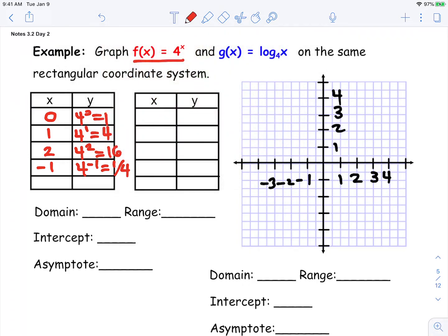So the first ordered pair is over 0, up 1, which is your y-intercept, and then over 1, up 4, and then left 1, up 1/4. So here is your exponential function of base 4.